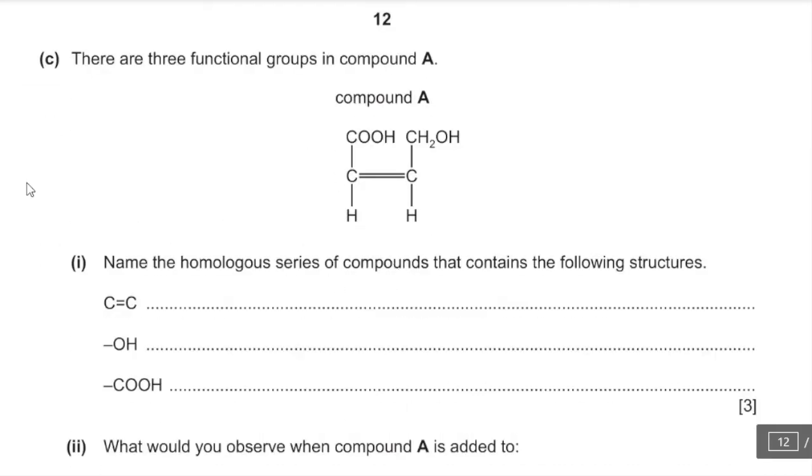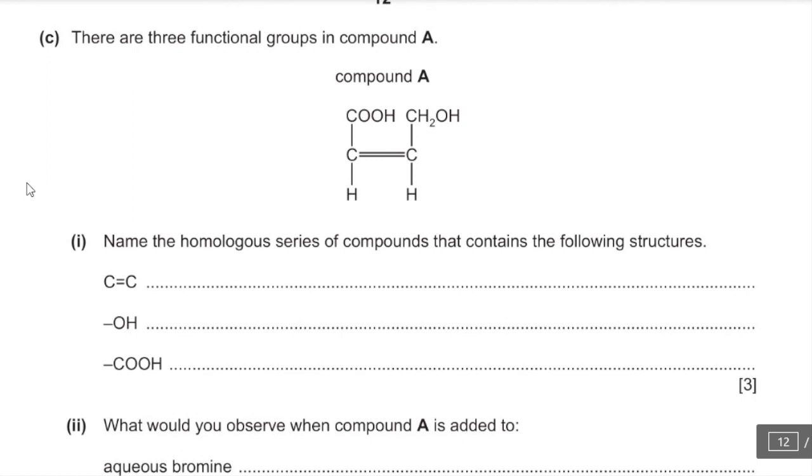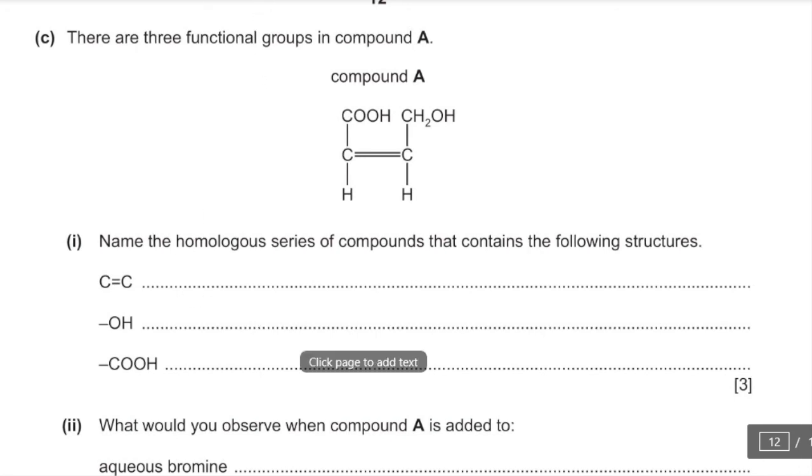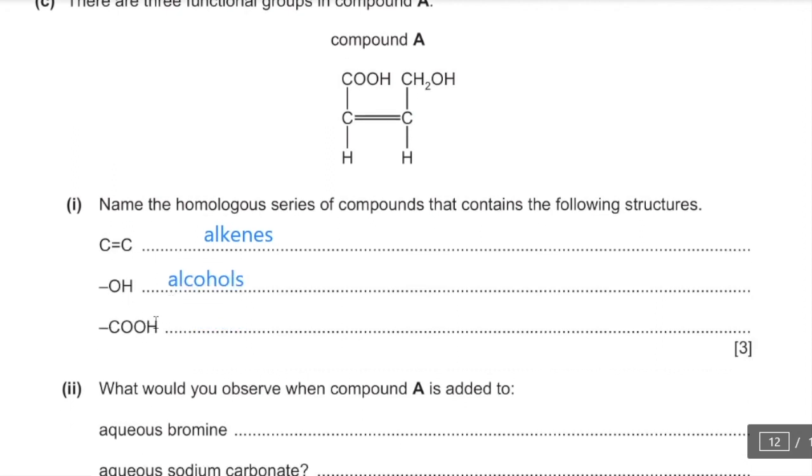C. There are 3 functional groups in compound A. Alright, so this is compound A over here. 1. Name the homologous series of compounds that contains the following structures. Alright, so double bonds are found in alkenes, which are the unsaturated hydrocarbons. But here you need to write the specific series, homologous series. And OH group is found in alcohols. Similarly, this is the carboxylic acid group.